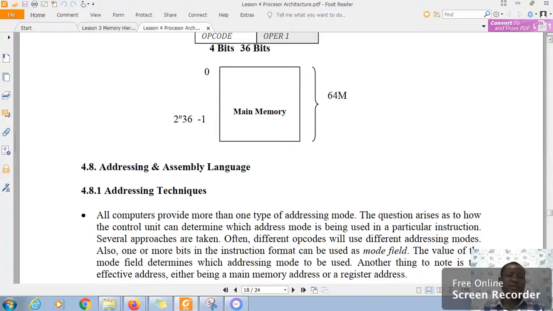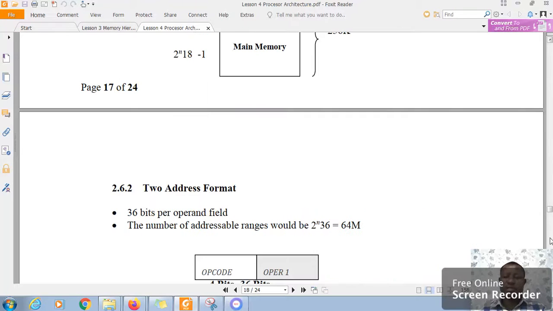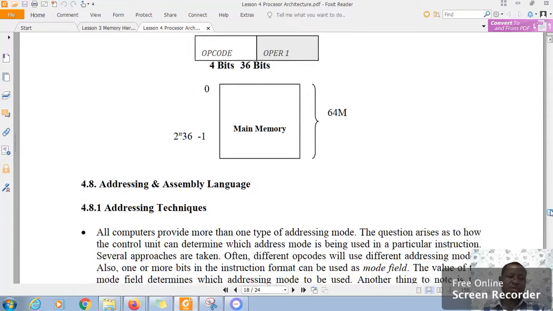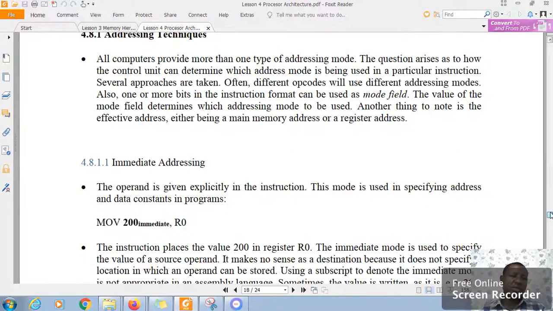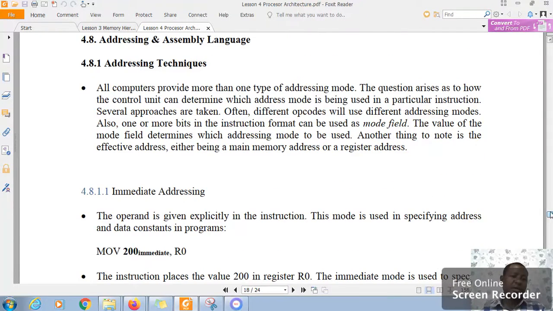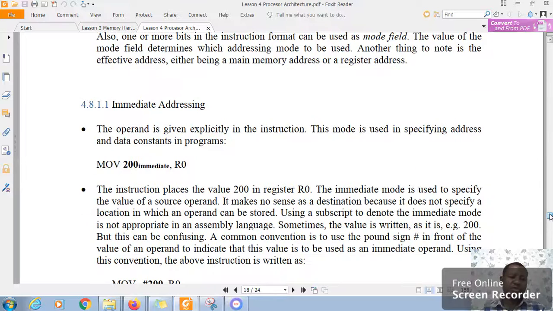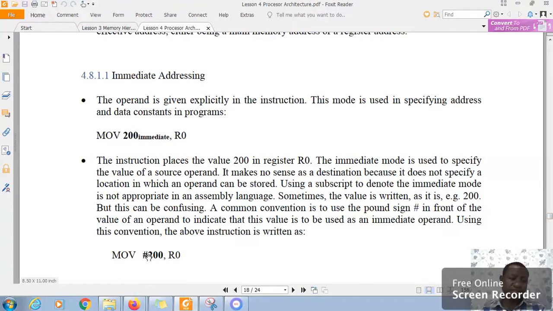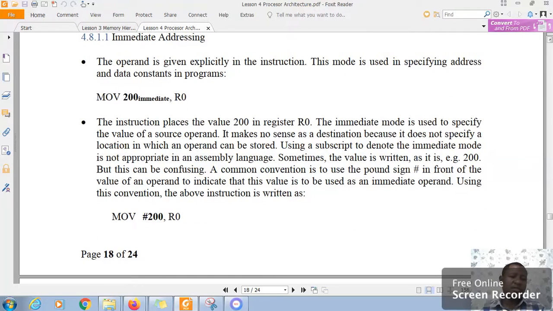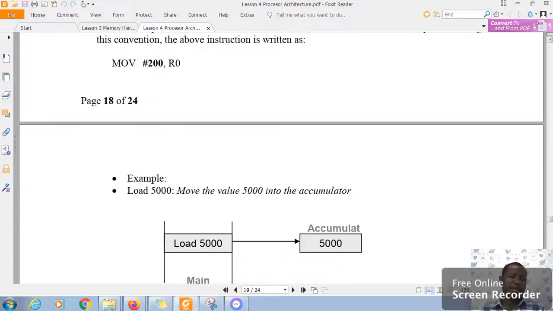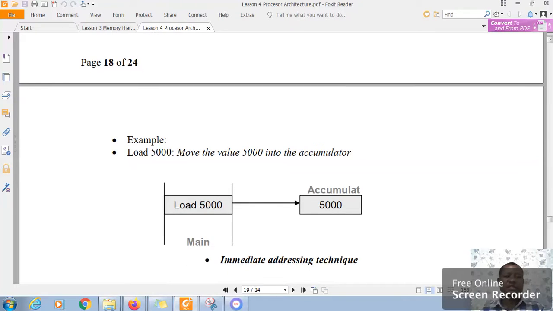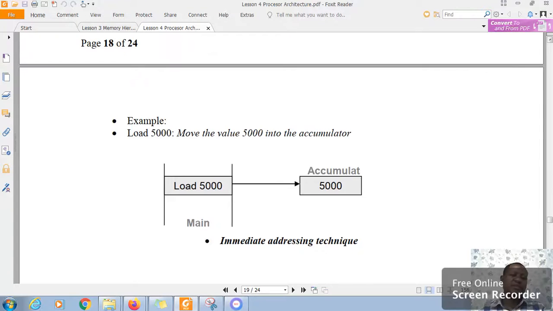Addressing techniques which are used in assembly language. I wish you had a chance to do this assembly language. So we have immediate addressing, where you can use a constant. You can use this to know this is a constant, and then you have the register. So you can say move the constant to a particular register, and you can see, for instance, the example LOAD 5000. That 5000 is loaded into the accumulator.